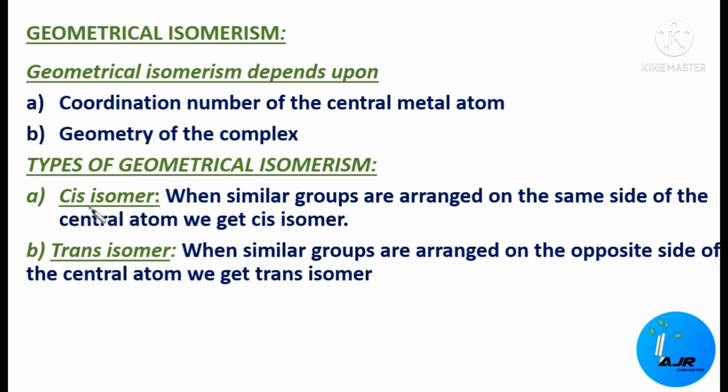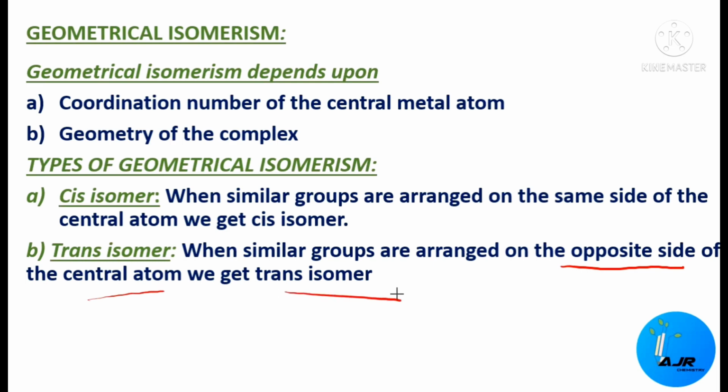There are two types of geometrical isomerism, that is the cis isomer and the trans isomer. When similar groups are arranged on the same side of the central atom, we get the cis isomer. The same type of groups will be arranged on the same side of the central metal atom. Next, what is the trans isomer? When the similar groups are arranged on the opposite side of the central atom, we get the trans isomer.